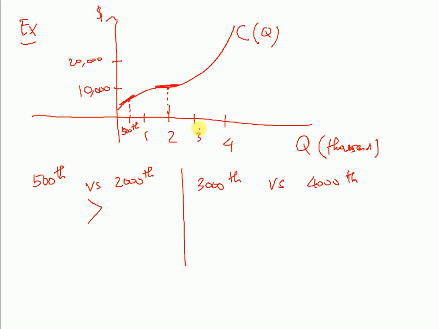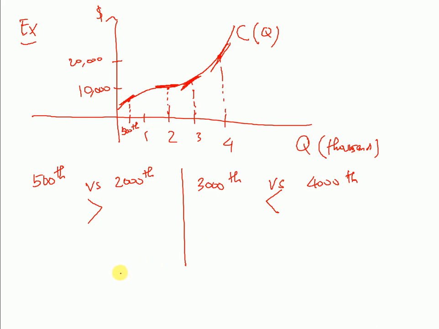Now for the case of 3,000, this is 3,000, so let's compare the slope. If you draw the tangent line here, you get something like this. And if you draw the slope at 4,000, you get something like this. You see, this one is steeper compared to this one. So at 4,000, the cost is growing faster.